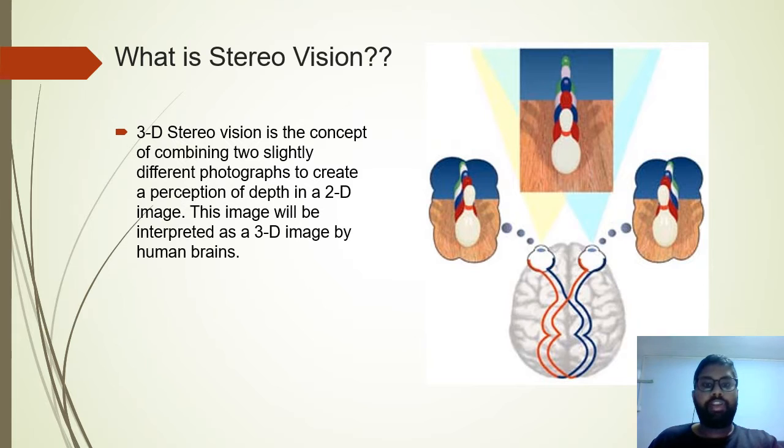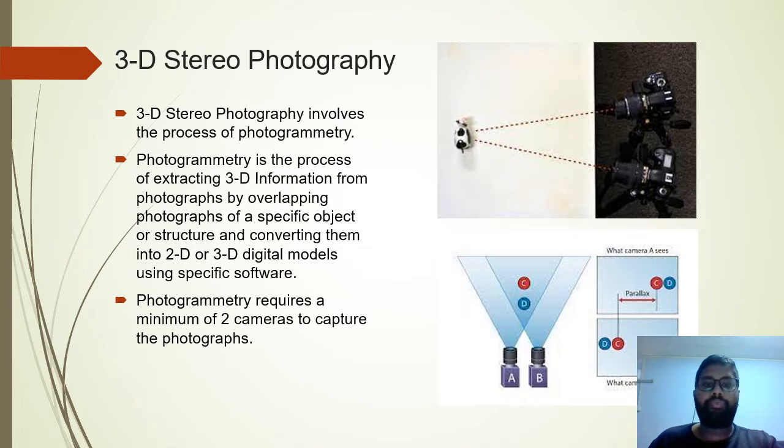To understand 3D stereo photography, we must first know what stereo vision is. 3D stereo vision is the concept of combining two slightly different photographs to create a perception of depth in a 2D image. This image will be interpreted as a 3D image by human brains.